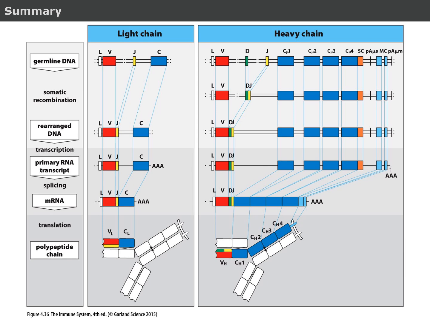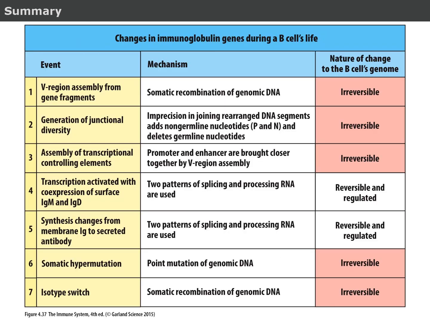The final antibody molecule is formed by pairing one light chain and one heavy chain, with the variable regions determining antigen specificity and the constant regions defining effector function. This table summarizes the major genetic changes that occur in B cells during their development and activation, and whether those changes are reversible or irreversible.